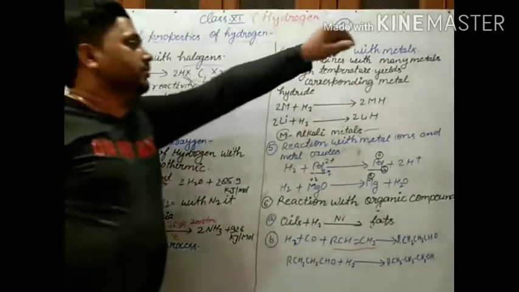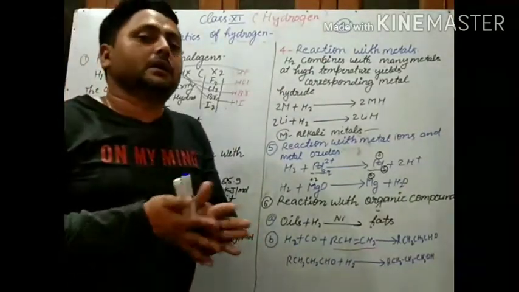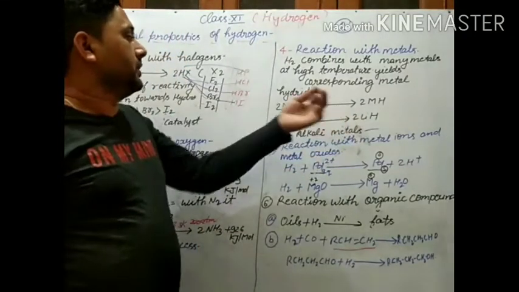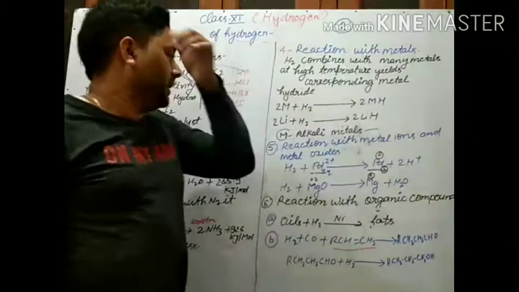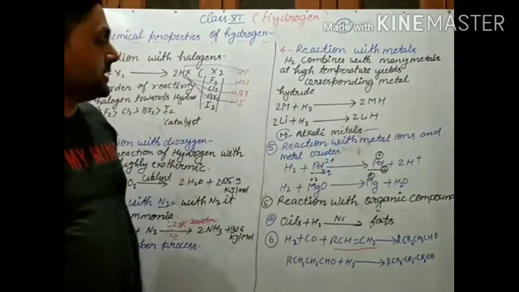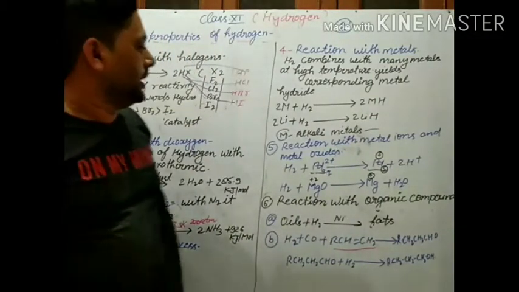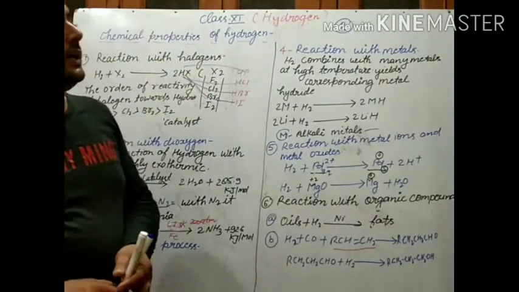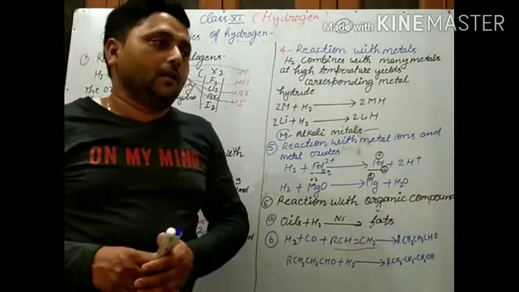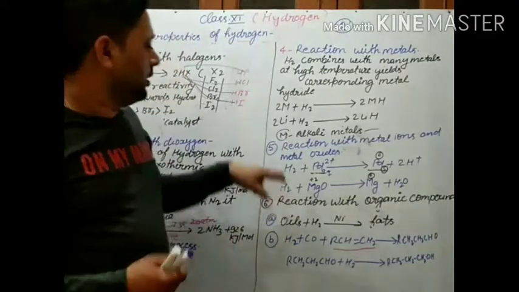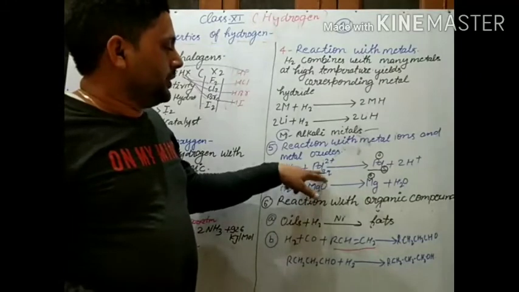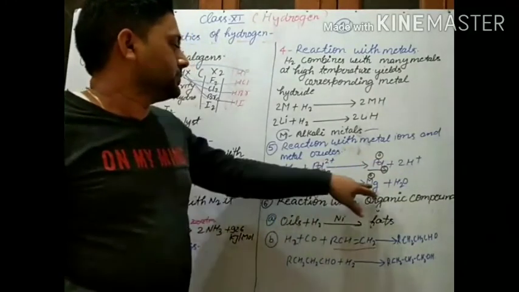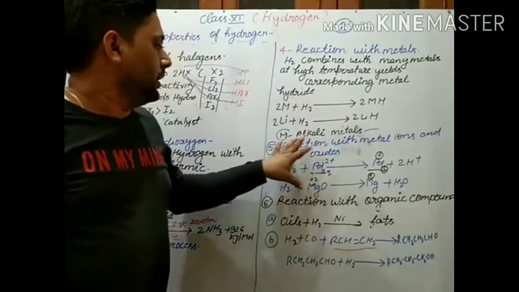And reaction with metals: it reacts with metals and forms metal hydride, and here mostly alkali metals are taken and made to react with hydrogen, and they form the metal hydride. And next is reaction with metal ions and metal oxides. When it reacts with metal ions and metal oxides, it reduces metal ions to metal and metal oxides to metal also. Here you may see the metal ion reducing to 0, here Mg2+ reducing to 0. So here it is reducing.